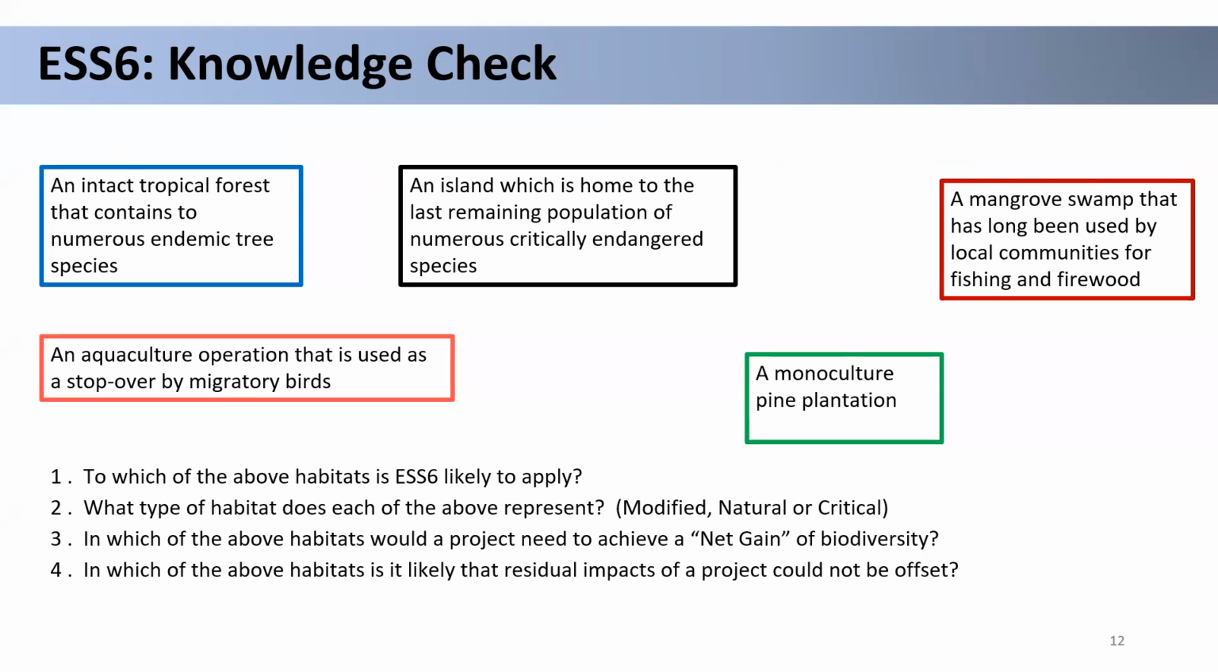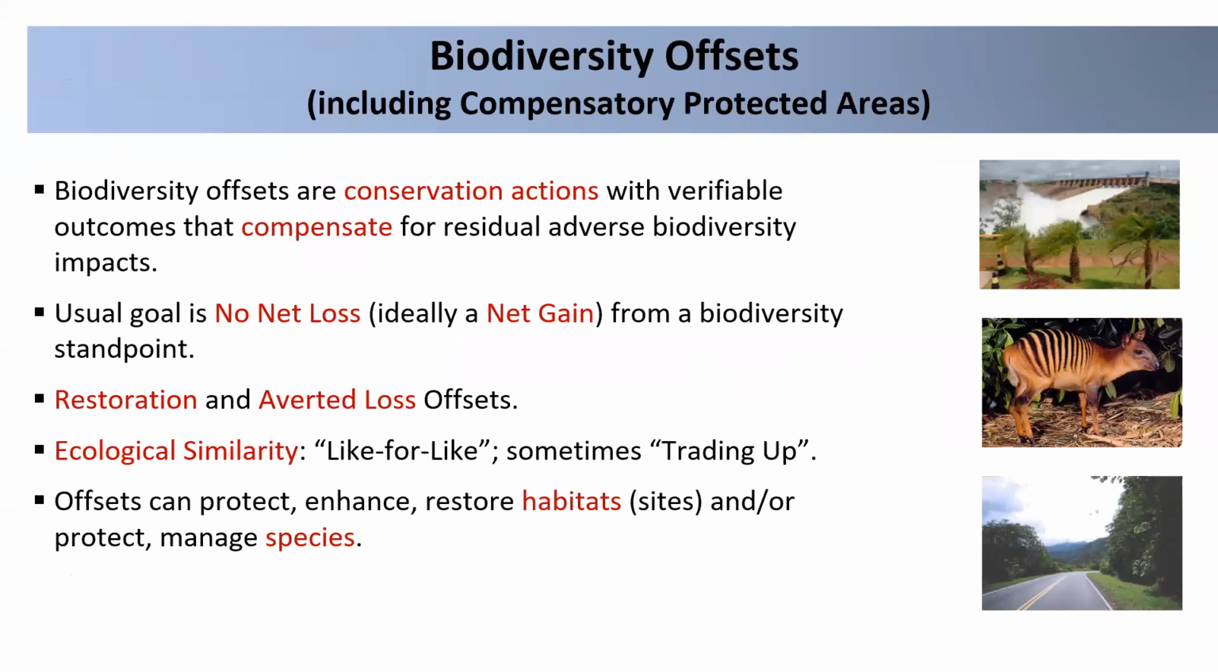Thank you for these questions. I hope this made you a bit more alive. So let us now go to the next slide, where I will try to explain all this terminology that we very often use: net loss, net gain, restoration, adverse loss, like for like, trading up, etc. When we talk about biodiversity offsets, you have to know that these are conservation actions with variable outcomes that compensate for residual adverse biodiversity impacts.